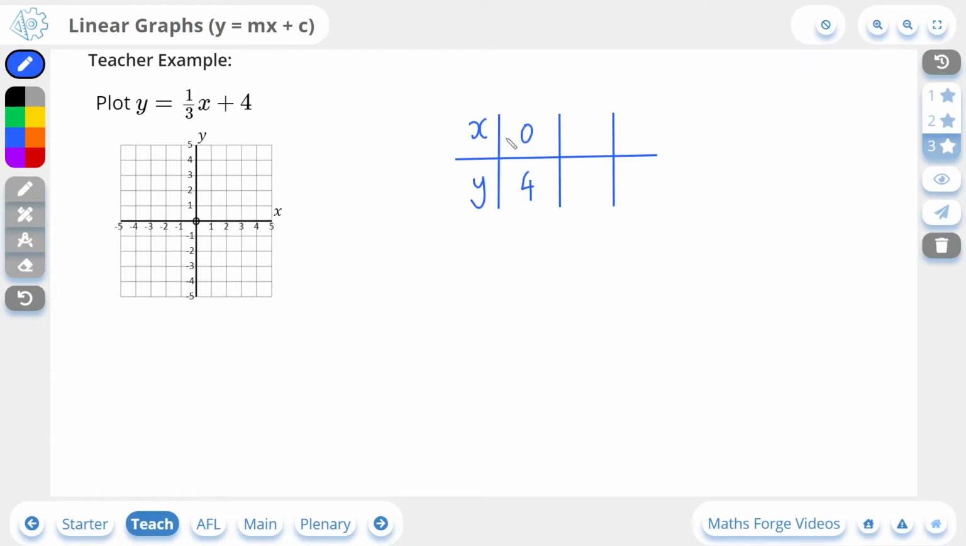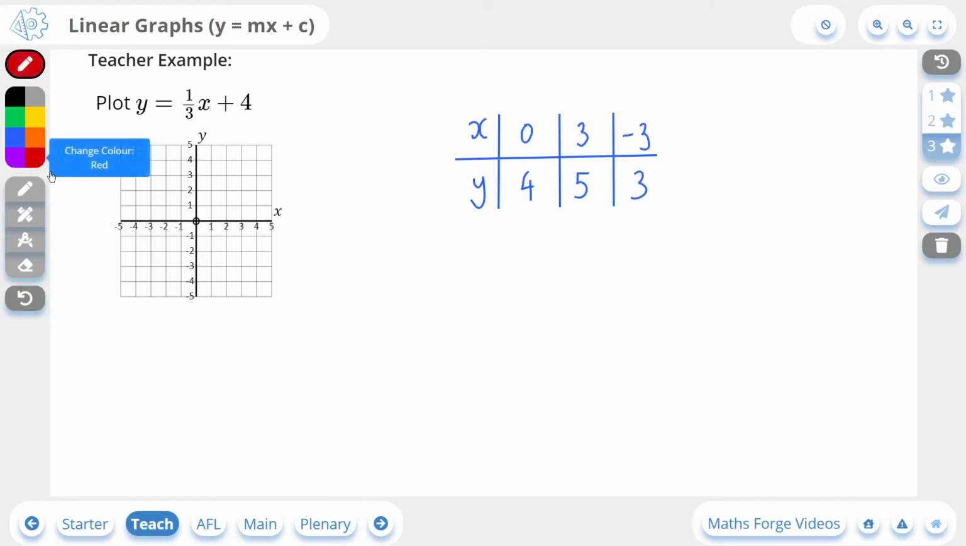And now let's pick a multiple of 3. Let's do 3. So 3 times a third, or 3 divided by 3, is 1. And 1 plus 4 is 5, so that works. And now let's pick another multiple of 3. I know that if I pick 6, we're going to have 6 divided by 3, which is 2, and then 2 plus 4 is 6. So it does give us a whole number if we use 6, but it's not available on the grid, so we're going to have to use a different number. I'm going to use minus 3. Minus 3 divided by 3 is negative 1. Negative 1 plus 4 is 3.